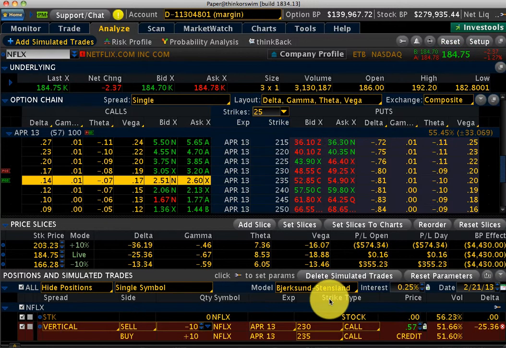Now that return might vary. It might be 6% one month, 7%, or maybe even 4% or 3%. But that's a return in one month. And the goal of using credit spreads to create a monthly income is exactly that.